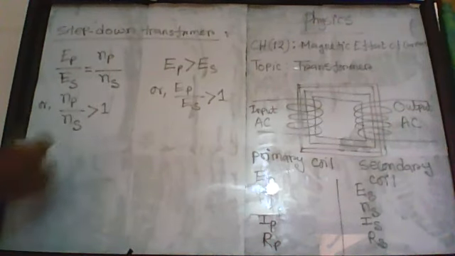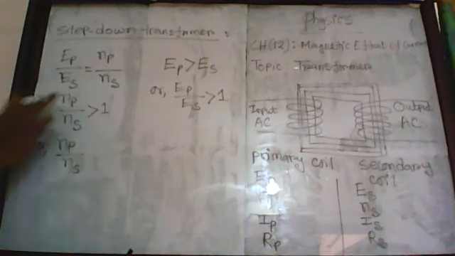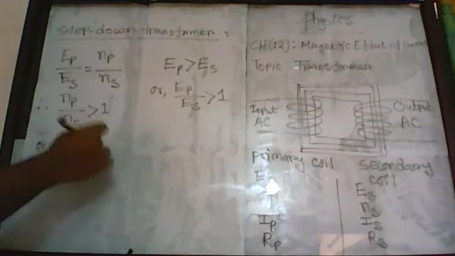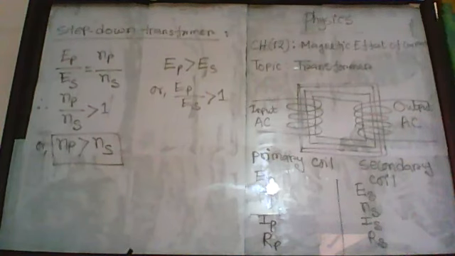Now, I can say from here NP by NS is greater than 1. So, by cross multiplication, you can say NP is greater than NS. If you can make the primary number of coils greater than that of the secondary number of coils, then this transformer becomes a step-down transformer.